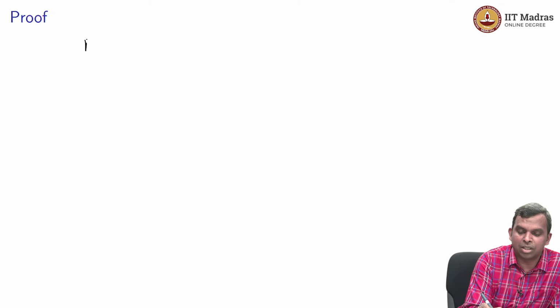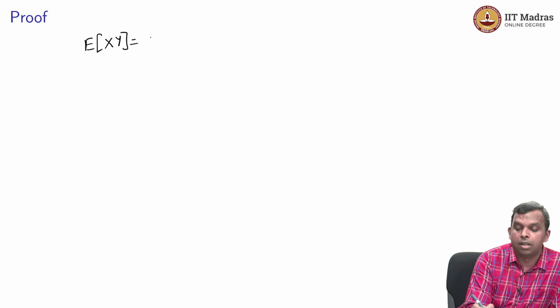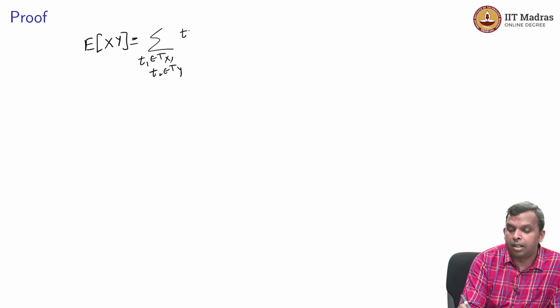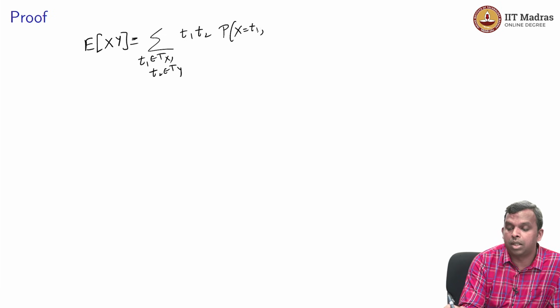I'll do it only for the first one. I'll leave the variance part as an exercise. Okay, so we know that this is the summation over t1 in Tx, t2 in Ty of t1 t2 times the probability that x equals t1, y equals t2.